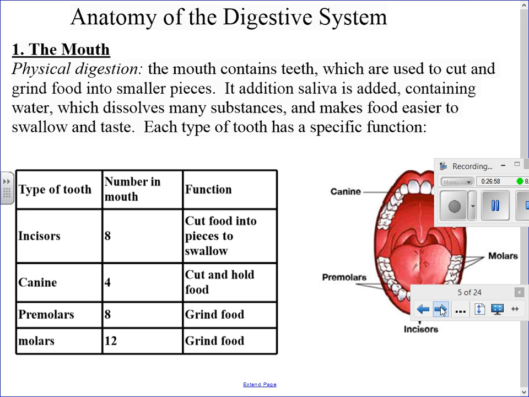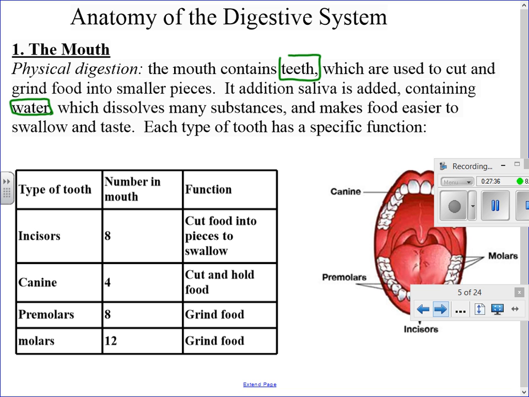Your mouth also performs physical digestion. And it does that because of your teeth. Your teeth are there to cut and to grind up food. Plus, you have water in your mouth. Water is not an enzyme. Water is just water. And water dissolves substances. That's something that's physical. That's not a chemical reaction. And so teeth and water make food easier to swallow and to taste.